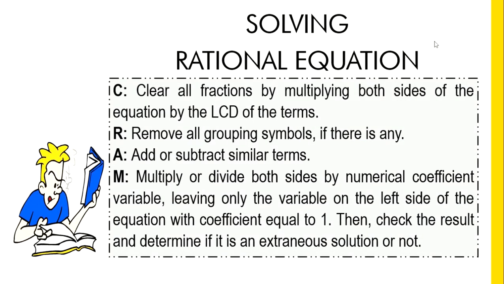Now, let's proceed to solving rational equations. As we solve rational equations, we'll use the CRAM method. So what is the CRAM method? Letter C: we clear all fractions by multiplying both sides of the equation by the LCD of the terms. Then R: remove all grouping symbols if there are any. A: add or subtract similar terms. M: multiply or divide both sides by the numerical coefficient of the variable, leaving only the variable on the left side of the equation with the coefficient equal to 1. Then, check the result and determine if it is an extraneous solution or not.